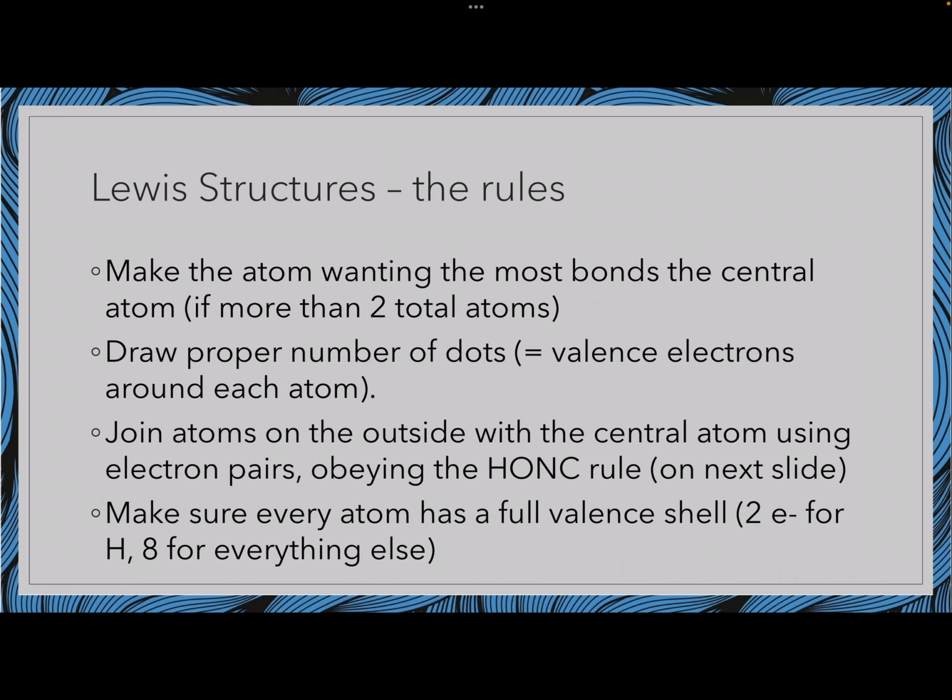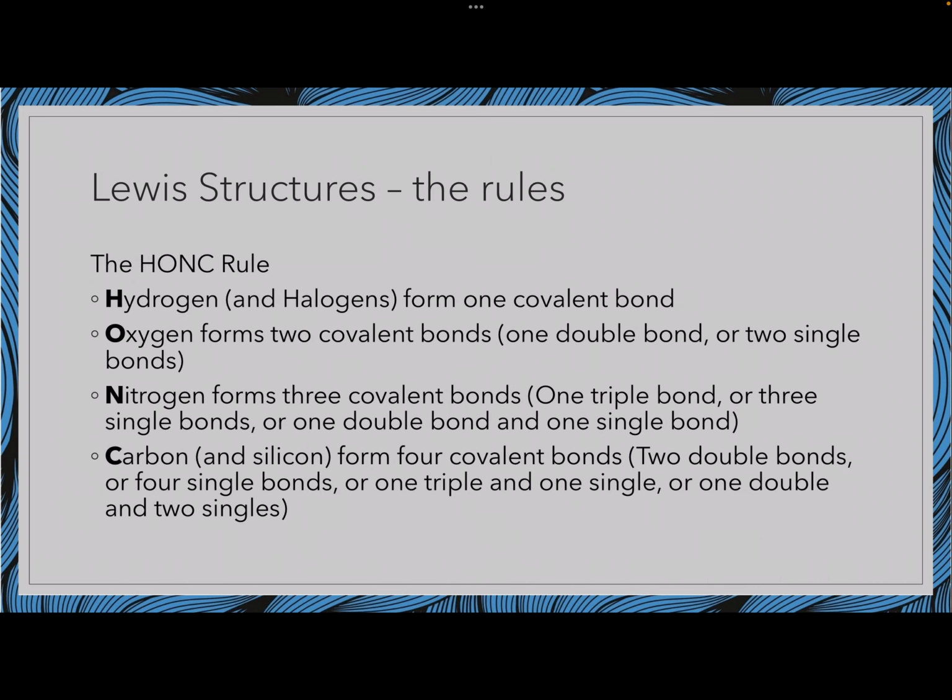And then from there, you need to make sure every atom has a full valence shell. If not, you might have to add more bonds or change around your bonds. Okay, so you need to make sure that for hydrogen and helium, you've got 2 electrons in your outer shell. For everything else, you've got 8. There are some exceptions I'll get to in 2 slides time. Okay, they're the main ones. So 2 for hydrogen and helium, 8 for everything else. Now the Honk rule.